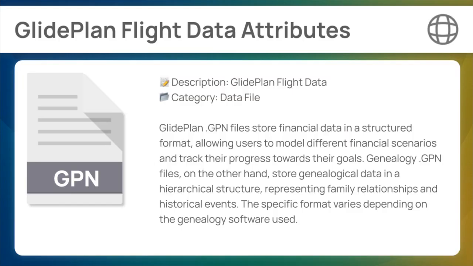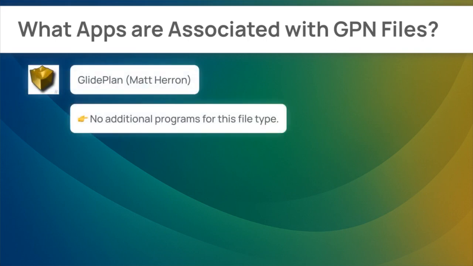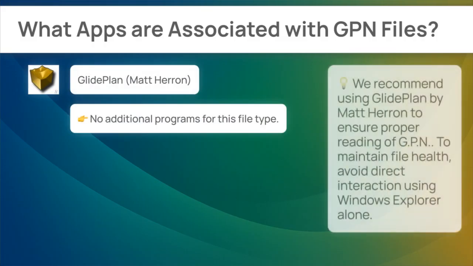Genealogy GPN files, on the other hand, store genealogical data in a hierarchical structure, representing family relationships and historical events. The specific format varies depending on the genealogy software used. Matt Herron maintains the integrity of the GPN specification through GlidePlan. A dedicated program is essential to prevent unintended security breaches or data loss.